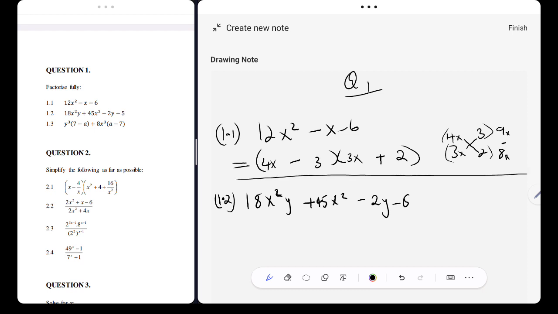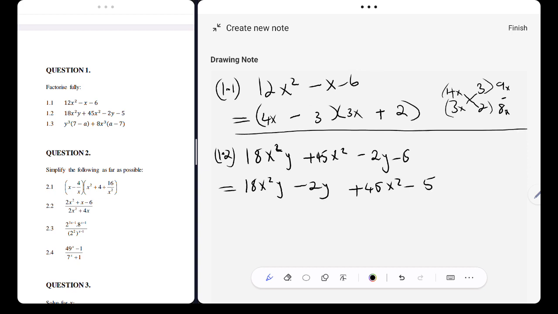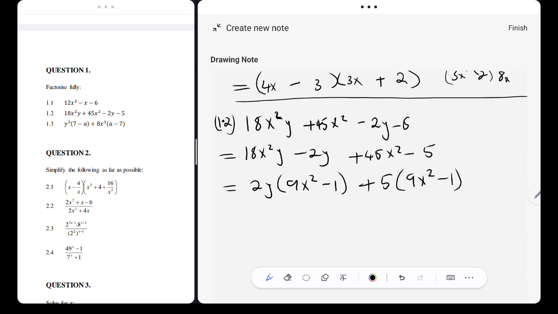Okay, here I must group things. I must group things that have common factors altogether. That means I must group 18x squared y with 2y, because y is common and 2 is also common there. Then I have 45x squared minus 5. There's a common factor here of 2y. Whenever I take out 2y, I'll be left with 9x squared minus 1, plus if I take out the common factor of 5, I'll be left with 9x squared minus 1 altogether.